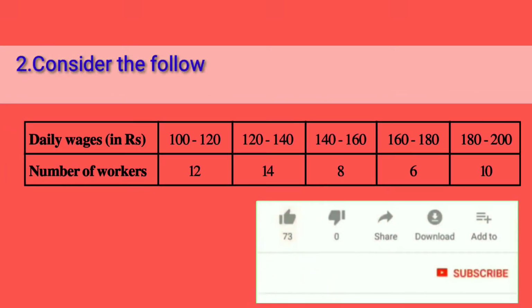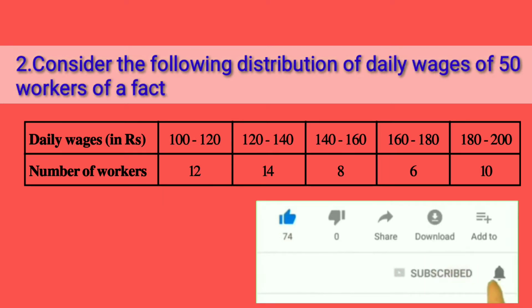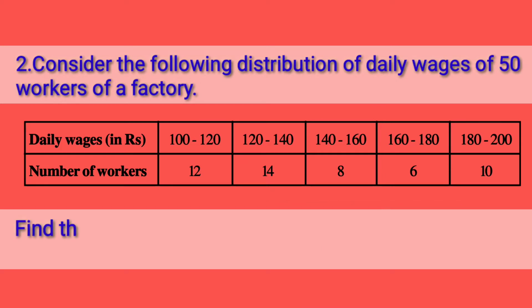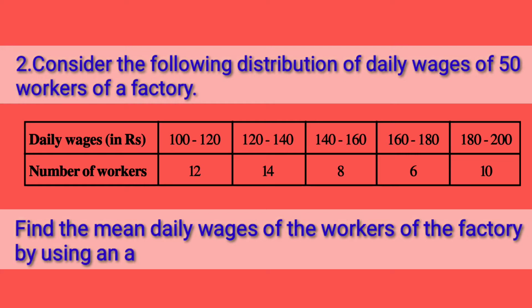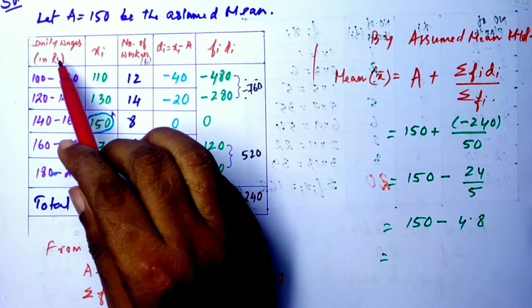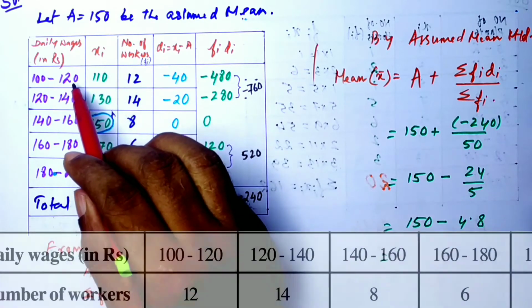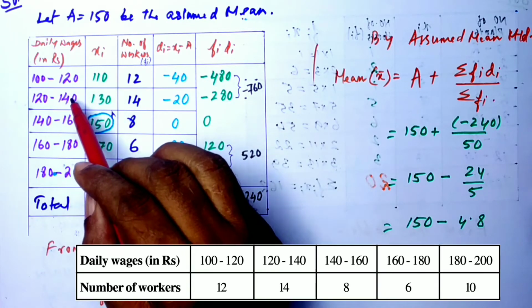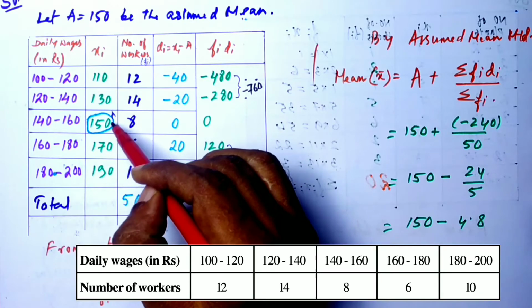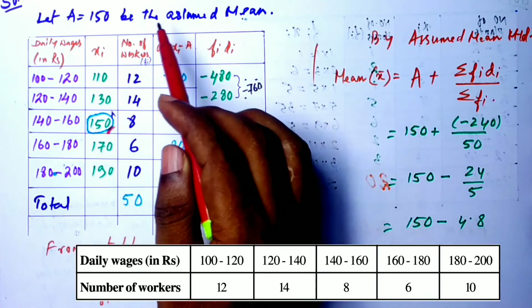Here we have another question. Consider the following distribution of daily wages of 50 workers of a factory, where the table is given below. Find the mean daily wages of the workers of the factory by using an appropriate method. So let us solve it. We have written these daily wages 100 to 120, 120 to 140, and we find the mid value as 100 plus 120 is 220, divided by 2 is 110. Likewise we got the others, and we take one of these as the assumed mean. So let a equal 150 be the assumed mean.